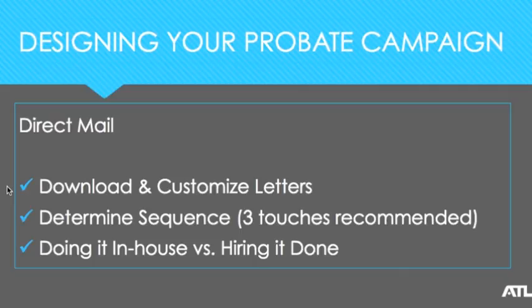Once you have a good understanding of the letters, you're going to determine what your sequence is. At a minimum, we recommend 3 direct mail pieces, and most people are going to space those out over 30 days. So you can order 3 pieces of mail, and it will last for a quarter of marketing.